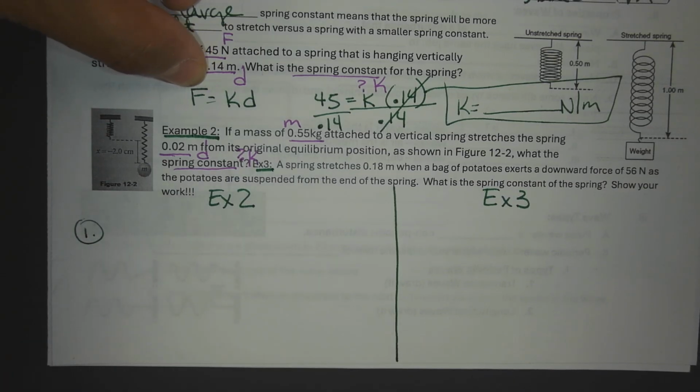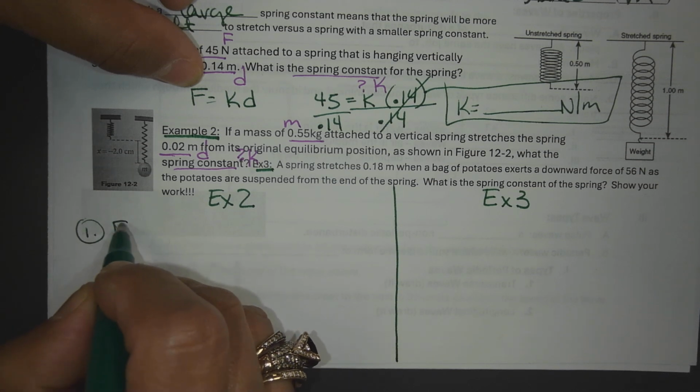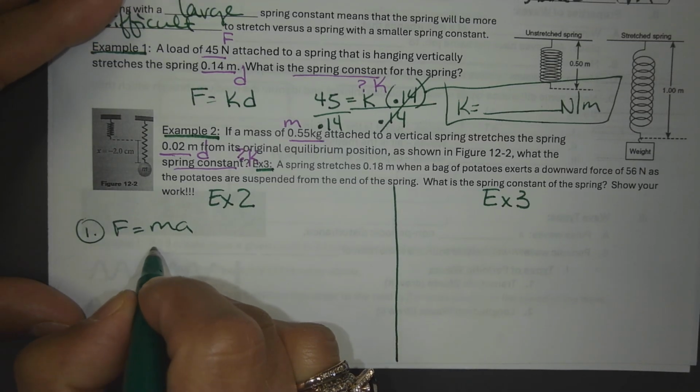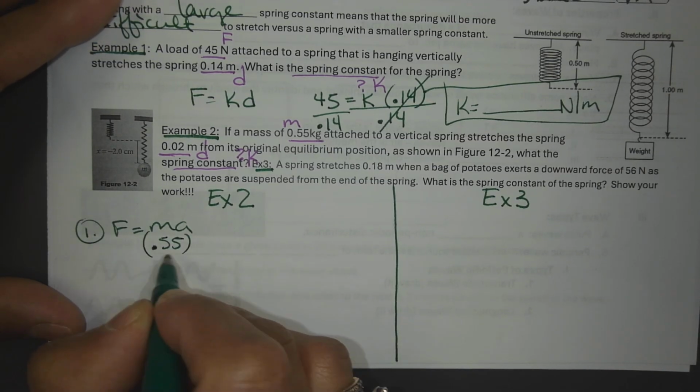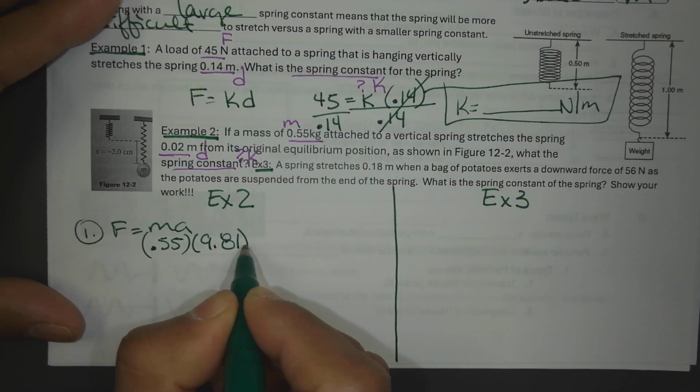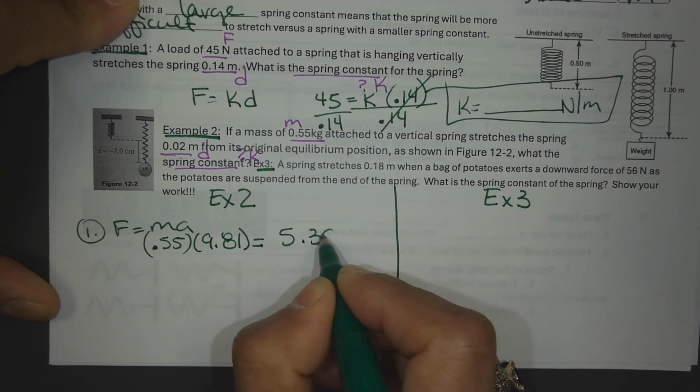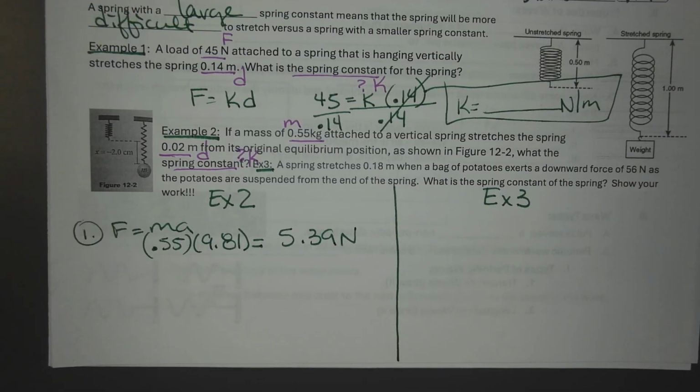But because I recall last semester F equals ma, then I can solve for this by multiplying 0.55 times gravity, 9.81, to come out with 5.39 newtons. So we need to recall this information so that way we can do step 2. That's where I think it's a really good problem. Some of us may or may not remember or recall that.